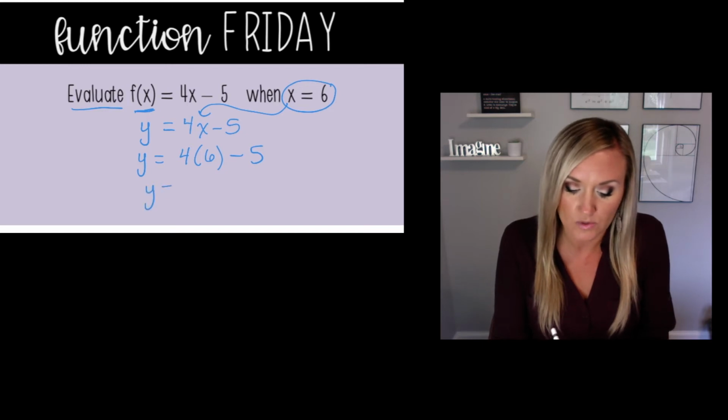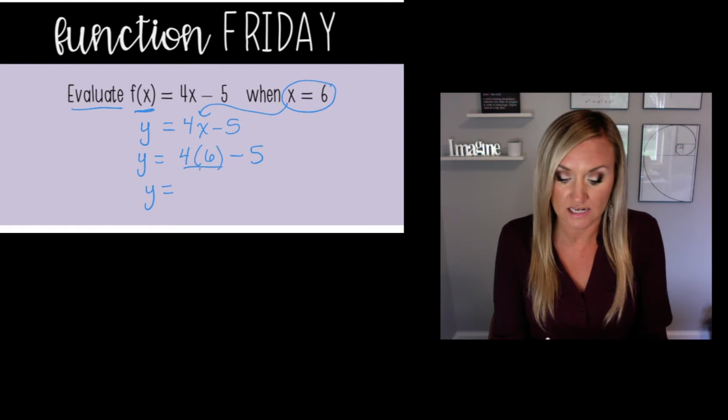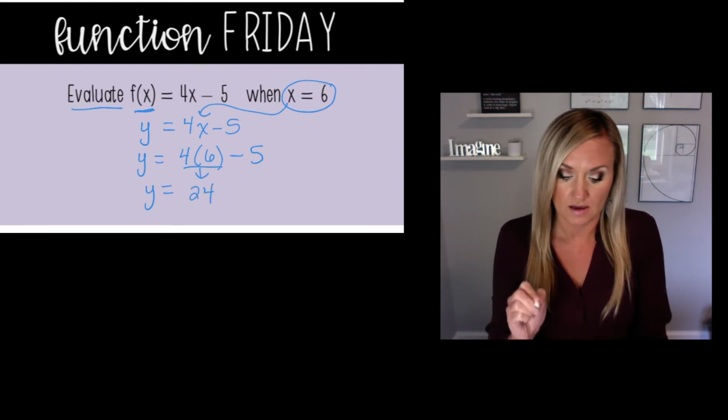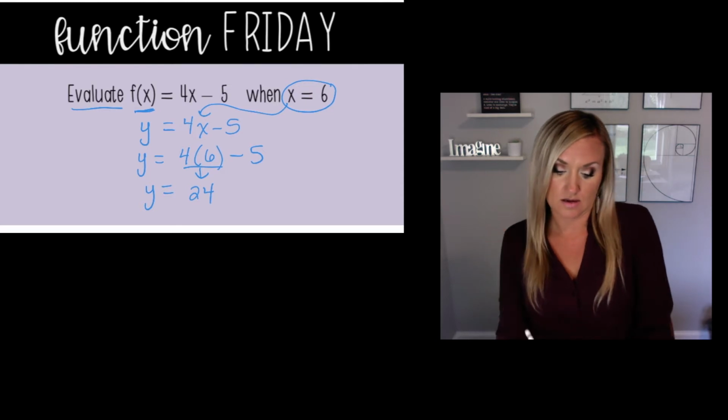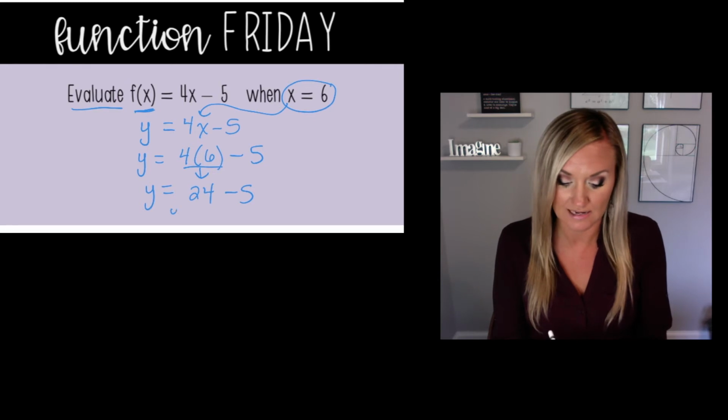And y equals, now we can move from left to right. We have 6 times 4. 6 times 4 is 24. Minus 5, and 24 minus 5 is 19.